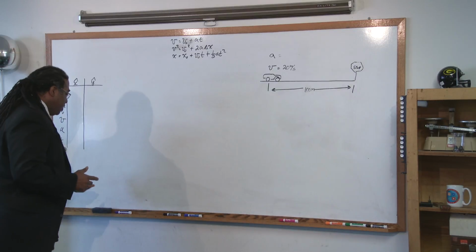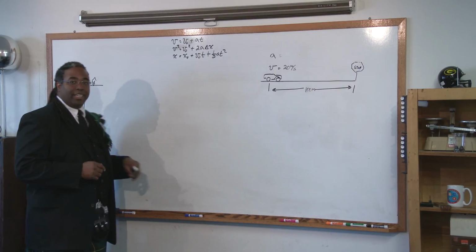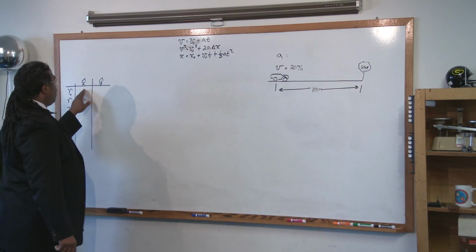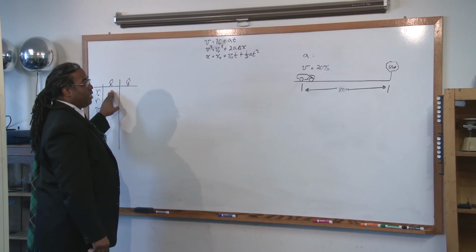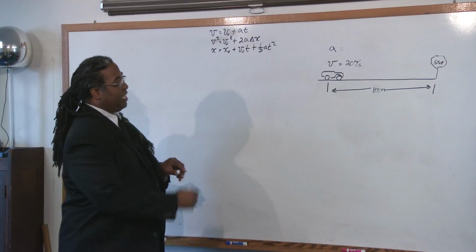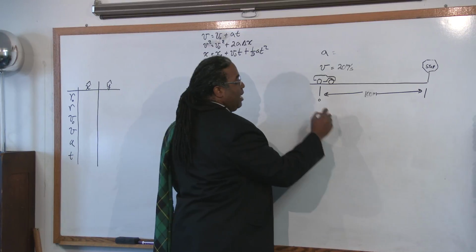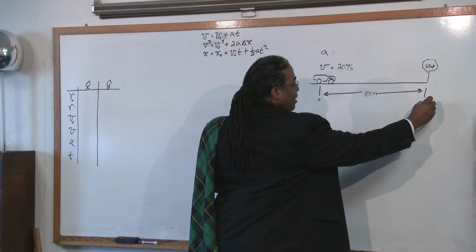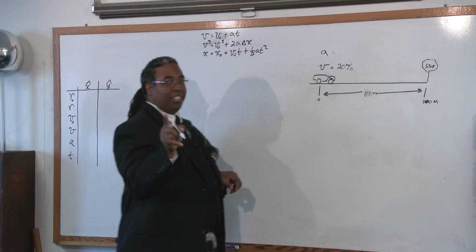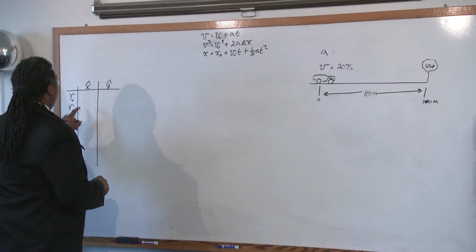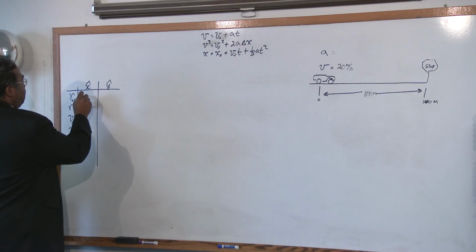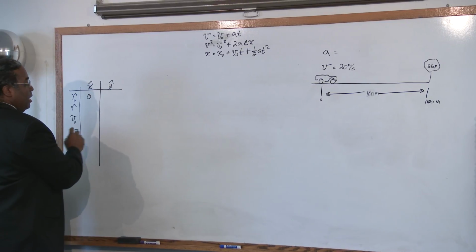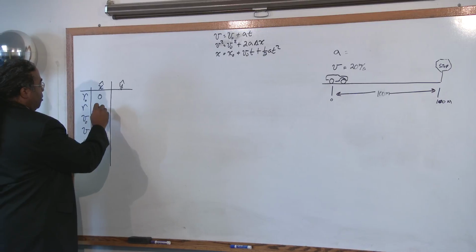So the first thing we need to do is come over to our table and fill it out. So let's go through our conditions. I'm going to choose this as 0, and I'm going to choose this value as the 100 meters, that is. Always write your units. So our initial position is 0. Our final position is 100 meters.